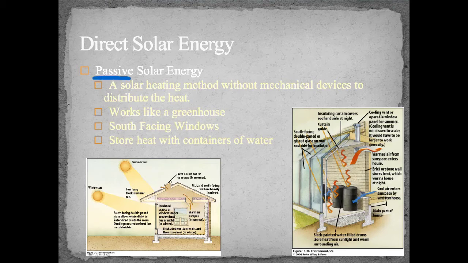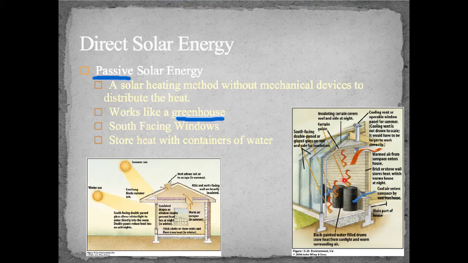So the first type of solar energy we're going to look at is passive solar energy. Passive solar energy is without any mechanical devices to capture this, and it works kind of like a greenhouse. It's just about how you build your house and how to capture that solar radiation. A couple of ways highlighted here is south-facing windows. Since we're in the northern hemisphere, the sun's always in the south. In summer it's a little bit higher than it is in the winter.